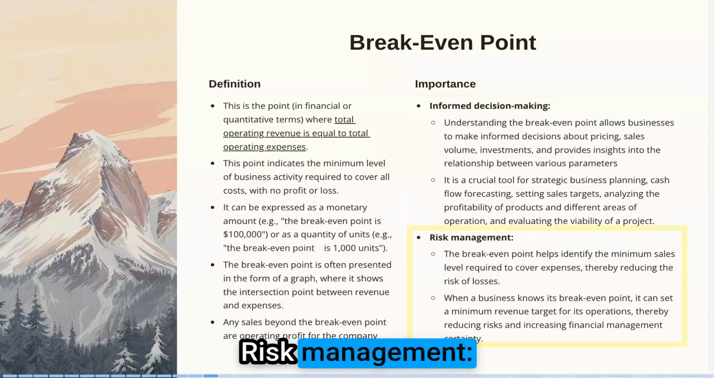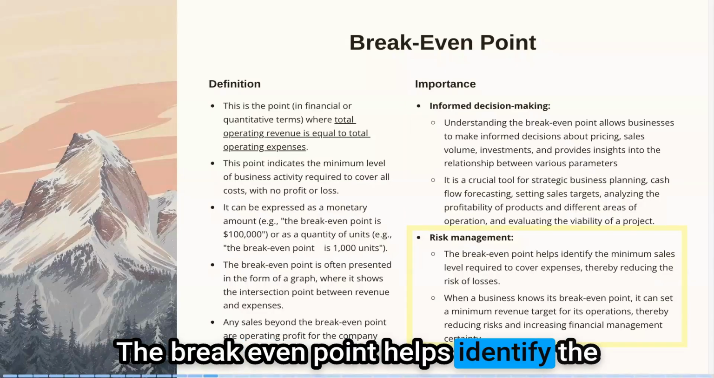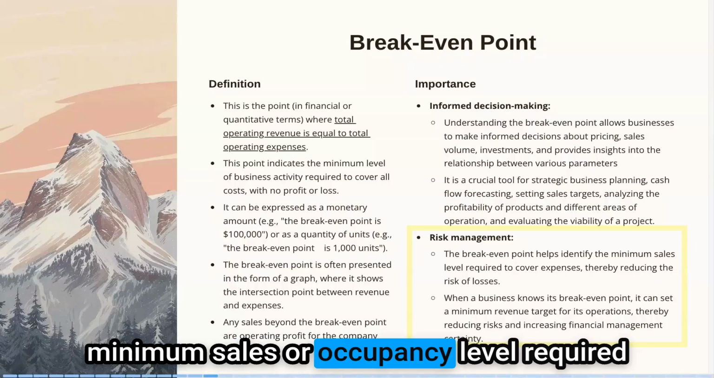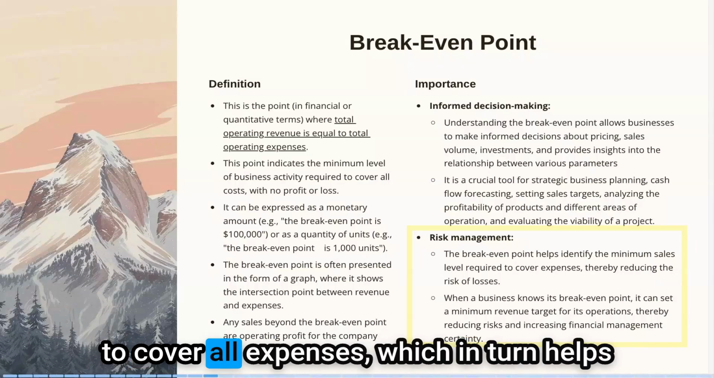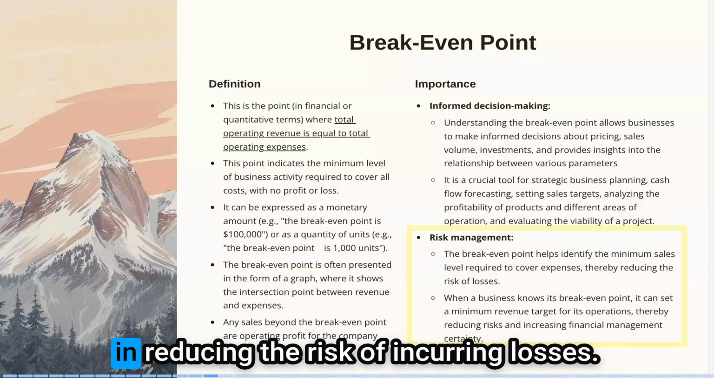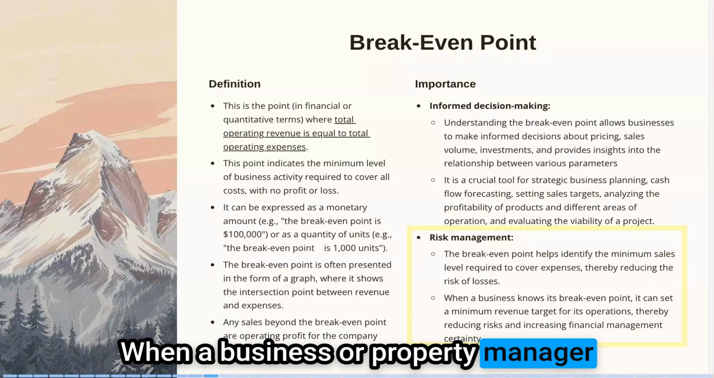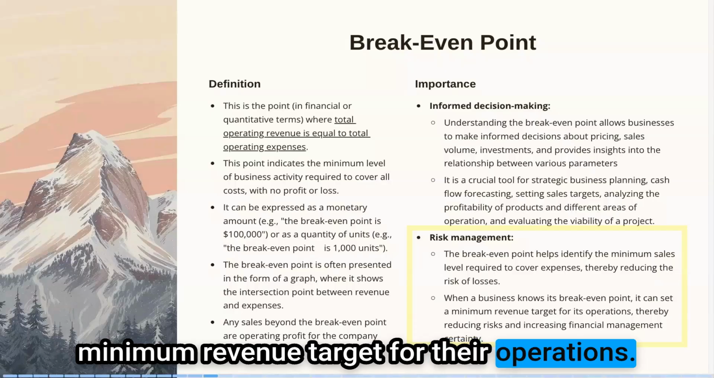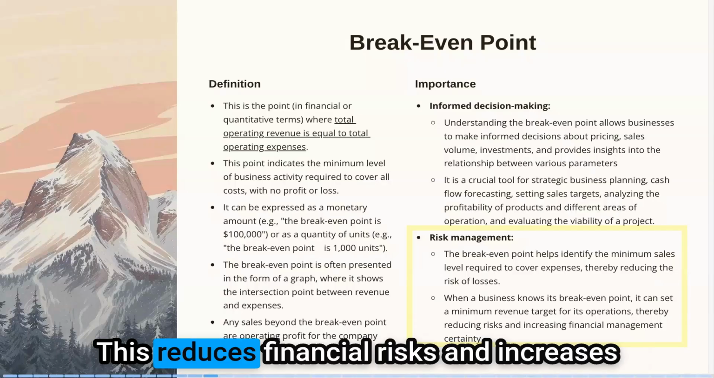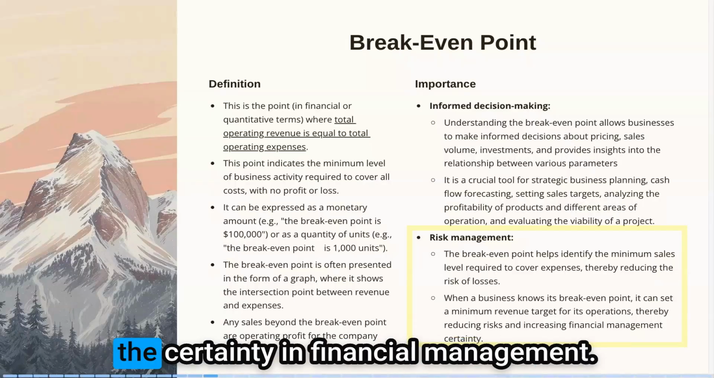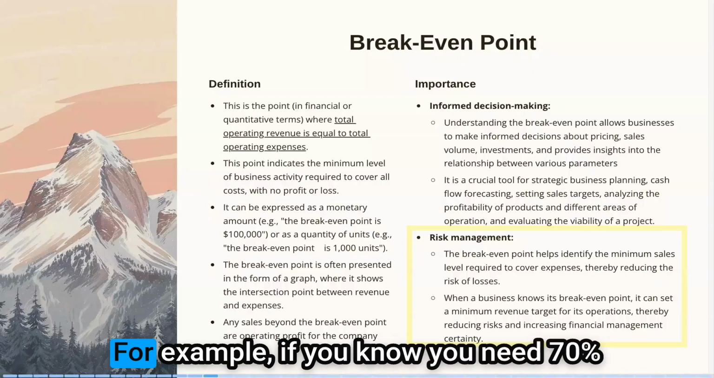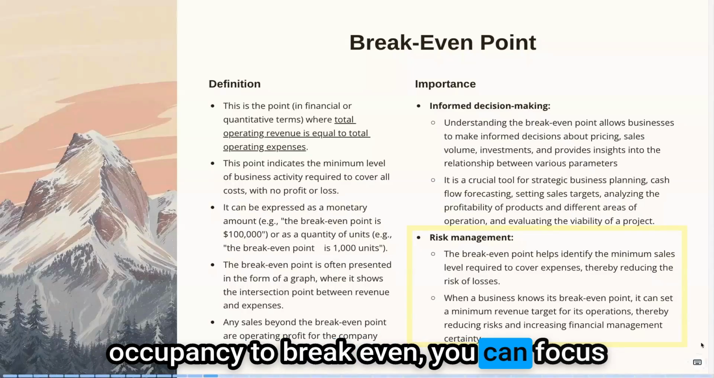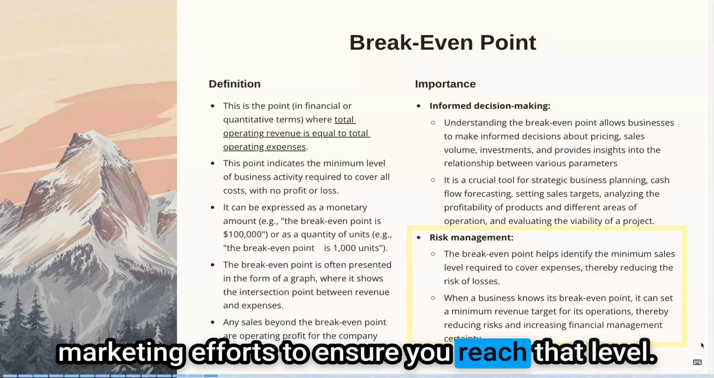Risk management. The break even point helps identify the minimum sales or occupancy level required to cover all expenses, which in turn helps in reducing the risk of incurring losses. When a business or property manager knows its break even point, they can set a minimum revenue target for their operations. This reduces financial risks and increases the certainty in financial management. For example, if you know you need 70% occupancy to break even, you can focus marketing efforts to ensure you reach that level.